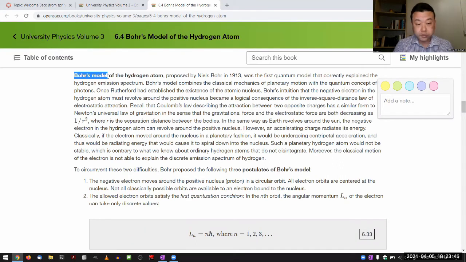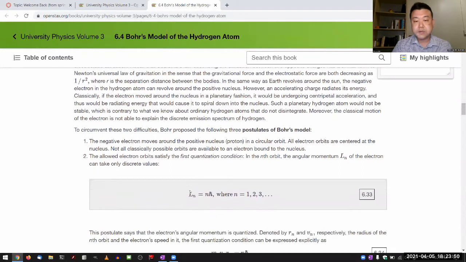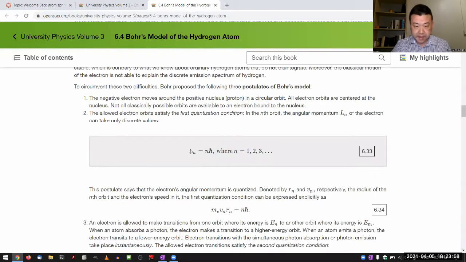Bohr introduces this idea that as the electron orbits, it must satisfy a condition. This L refers to the orbital angular momentum of the electron, which classically can take any value. It depends on the momentum of the electron and how far away it is; r cross p gives you the angular momentum. Depending on how fast it's moving and at what distance, classically it takes any continuous set of values.